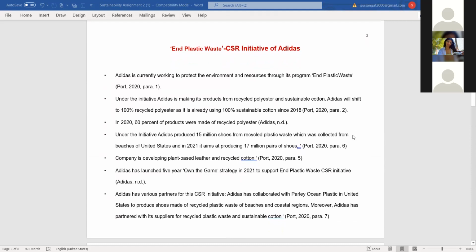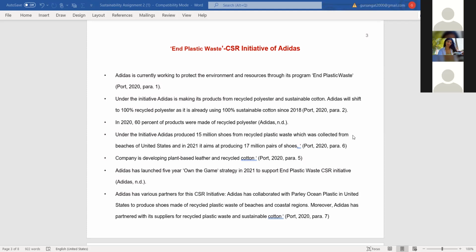And plastic waste and CSR initiative of Adidas. Adidas is currently working to protect the environment and resources through its programs on plastic waste. Under the initiatives, Adidas is also recycling the products made by polyester and sustainable cotton. Both products are 100% recycled.